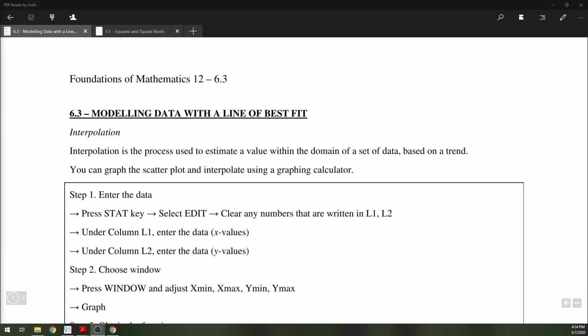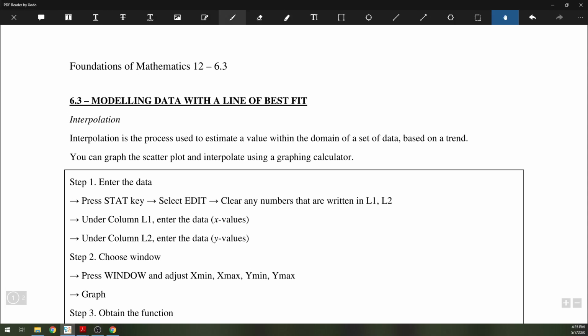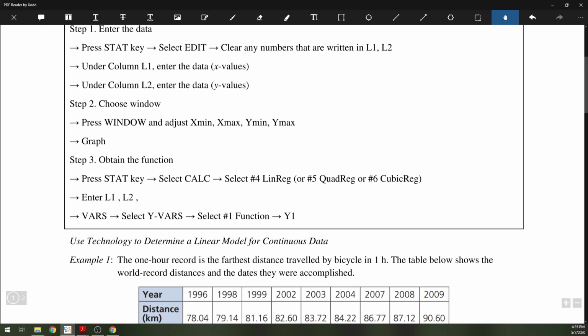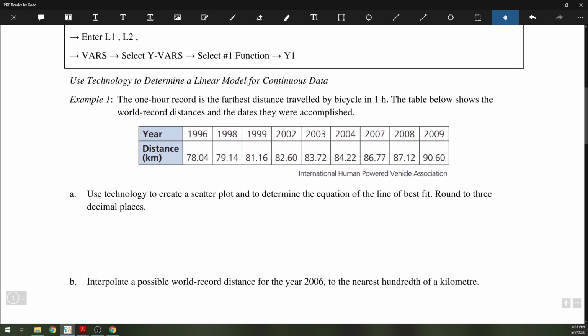Hello everyone. So today we are going to go over section 6.3, modeling data with a line of best fit. This used to be a section that was done using a graphing calculator, and the instructions on the front page here, this part, was for graphing calculator use. This section has since been modified to be done without a graphing calculator, so we're going to go over how to do that today. Okay, let's look at some examples.